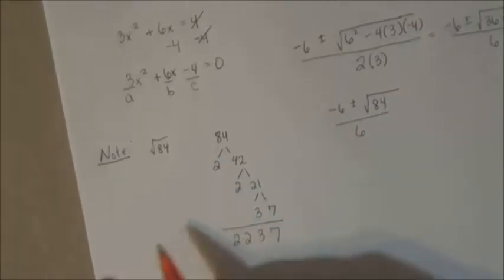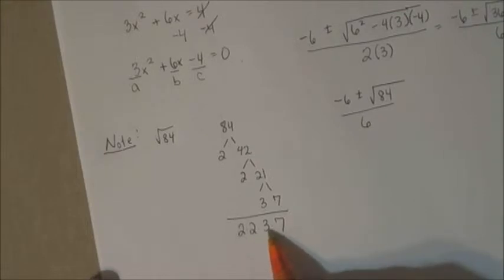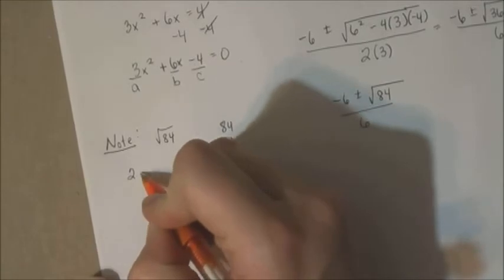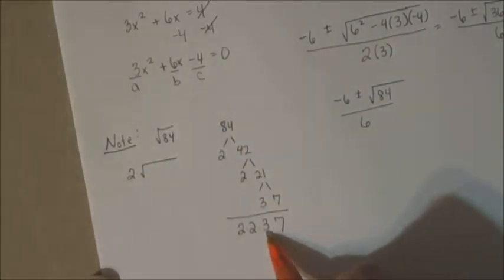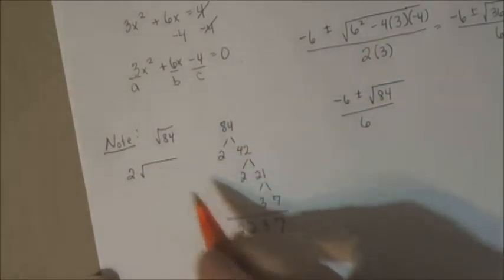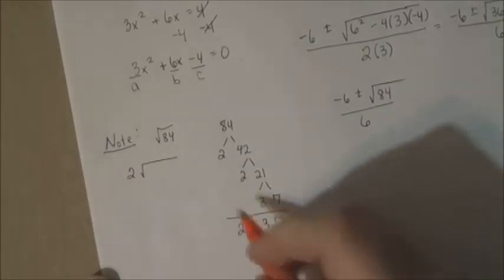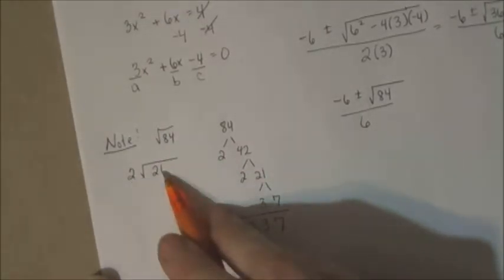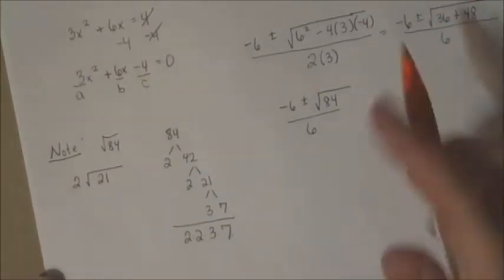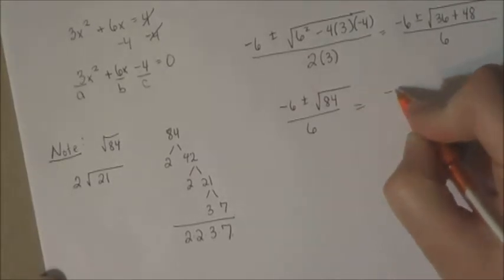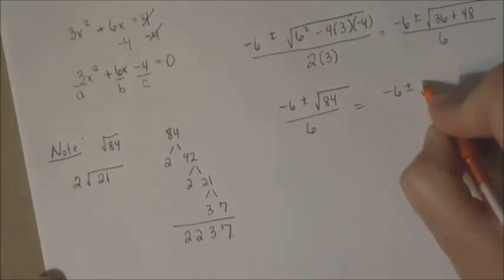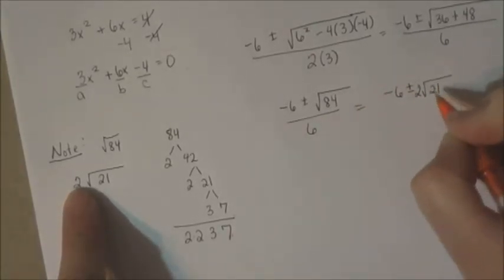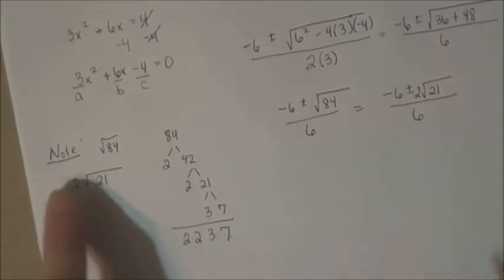So for the square root of 84, we have a repeated 2 and a 3 times 7. That means we can pull one of these 2's out front, and the 3 times 7 stays inside because they're not repeated, and 3 times 7 multiplied together was 21. So the square root of 84 is the same thing as 2 times the square root of 21. Here we have negative 6 plus or minus the square root of 84, and we rewrite it as 2 times the square root of 21 all over 6.